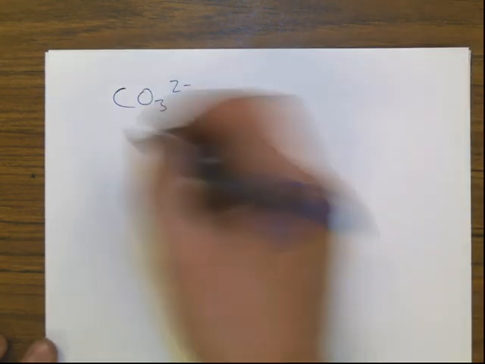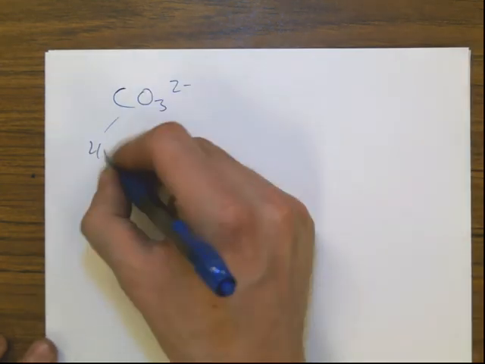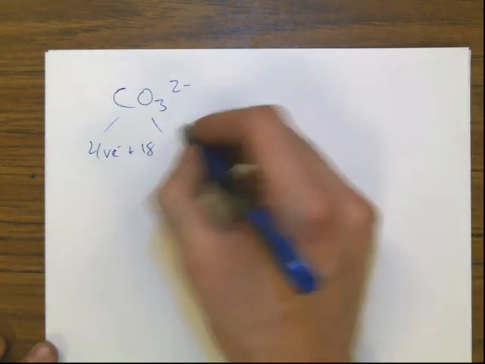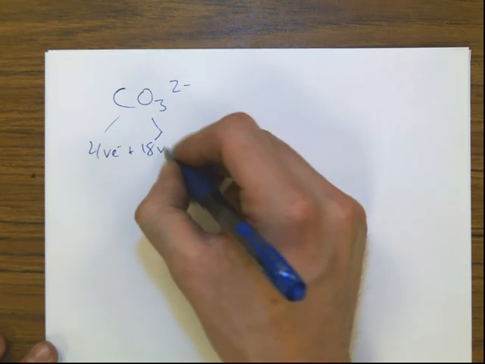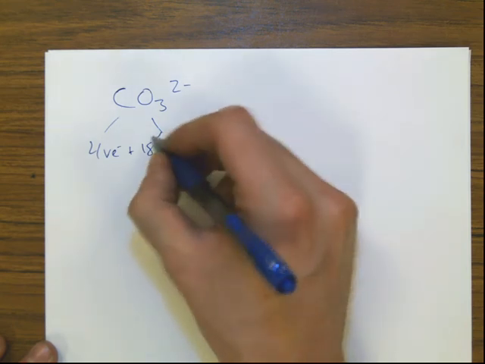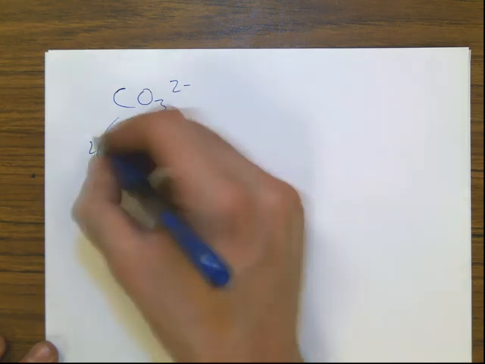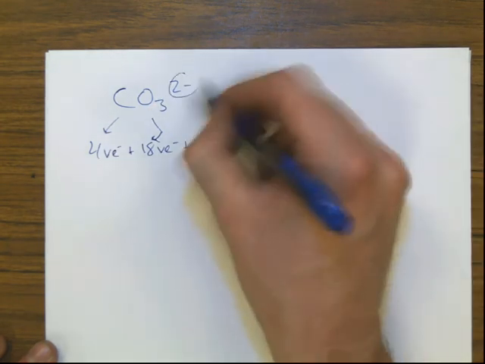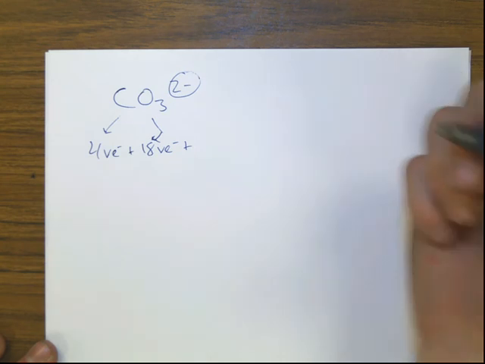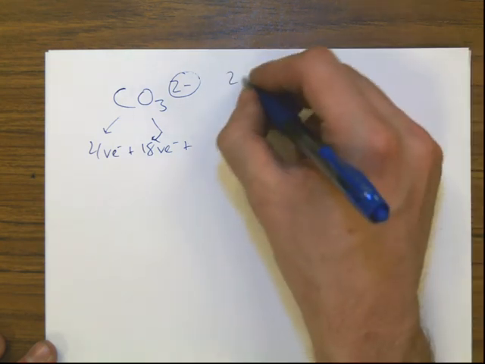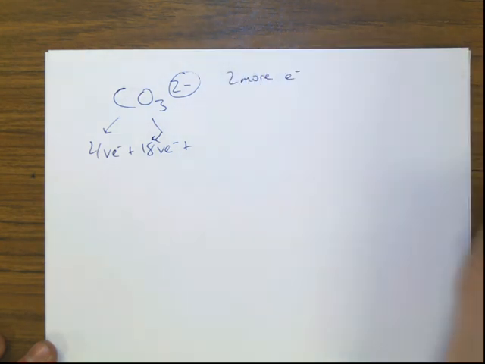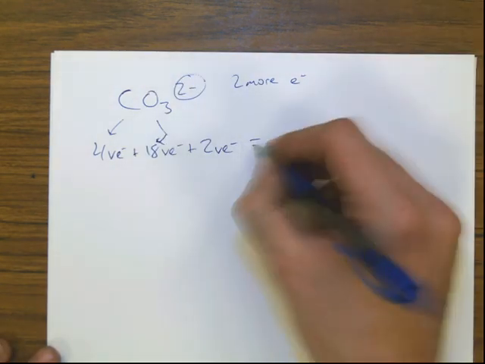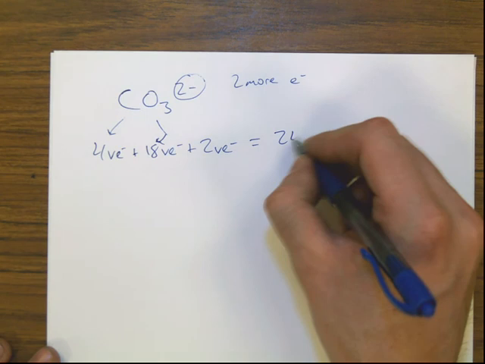The carbon has 4 valence electrons. Each oxygen has 6, so that's a total of 18 valence electrons that I need for that guy. Let me draw little arrows indicating what I'm doing here. And then I have something else. See this -2 charge? The -2 charge means I have 2 more electrons total, because it's -2. So I'm going to add another 2 valence electrons, so my total is actually going to be 24 valence electrons.